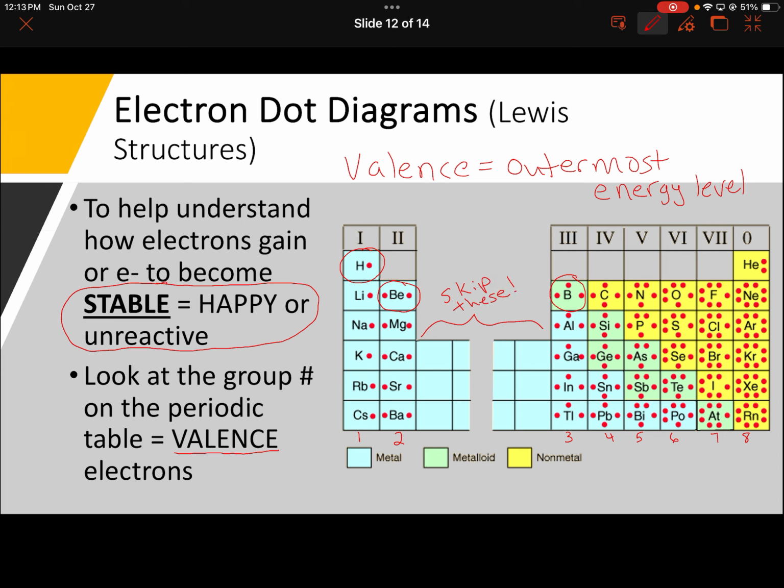And we skip, they're called transition metals, you guys. We skip those. They also have valence electrons, but they just don't follow the nice, neat patterns. So they have them just like everything else, but they just don't follow nice, neat patterns like groups 1 through 8.